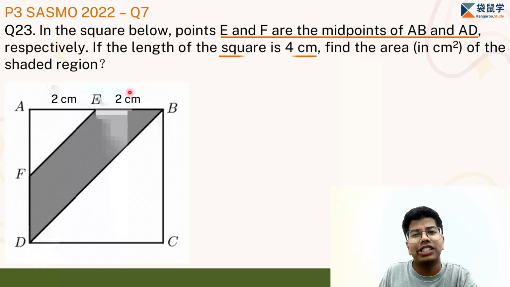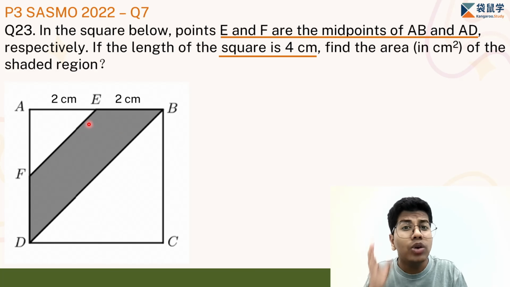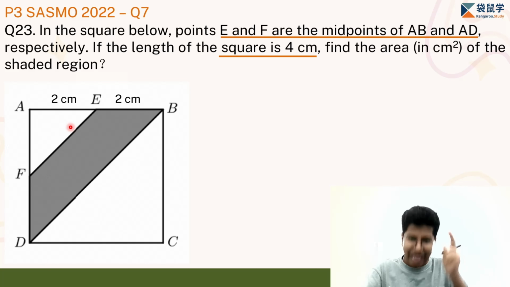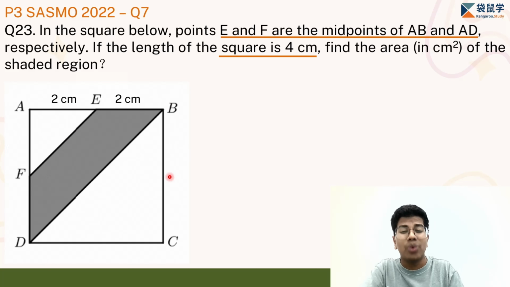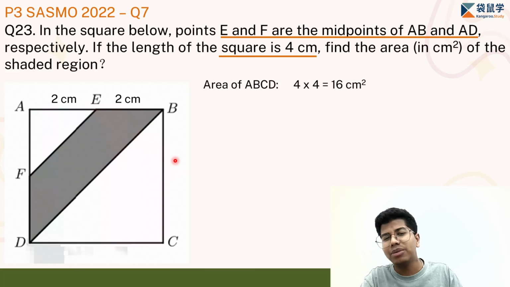Now, the question also says the length is 4 centimeters. So, can I find out the area of the entire square? Yes, we can. And how do we find the area of a square whose side length is 4? Yes, it's just 4 times 4. So let's calculate the area of the entire square ABCD. That is, the area of quadrilateral ABCD is nothing but 4 times 4, which is 16 centimeter square.